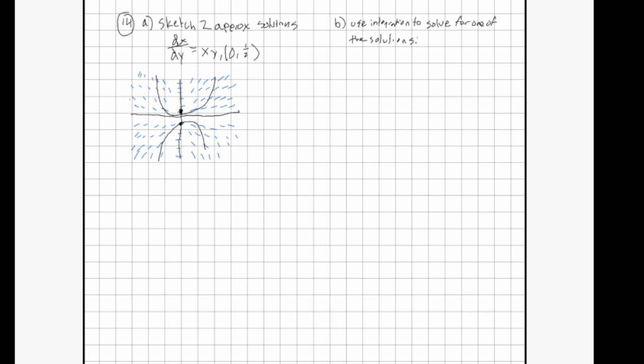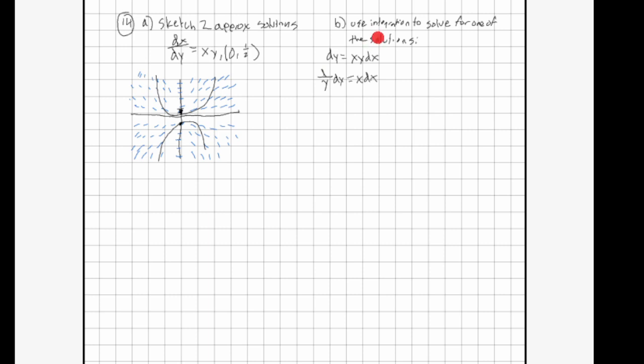And so for this, I'm going to solve for 0, 1/2 right here. For the integration, for B it says, use integration to solve for one of the solutions. I'm solving for this one because it runs through the point 0, 1/2. So first thing I do is I distribute the dx to the other side. So then I got dy equals xy dx. And then I divide by y so the y's and x's separate. So then I got 1 over y dy equals x dx.